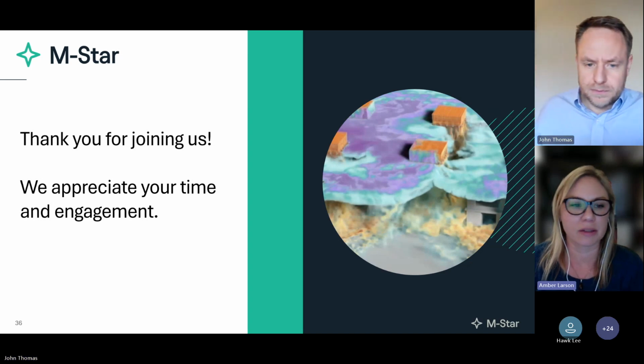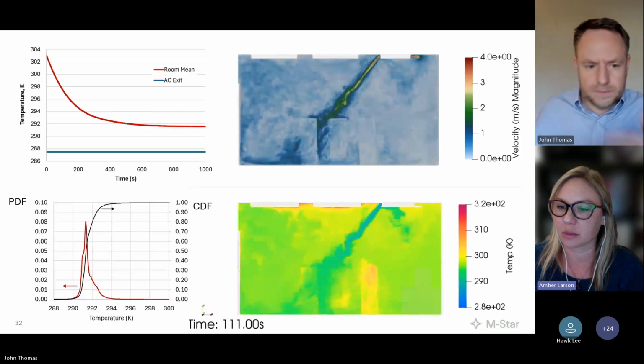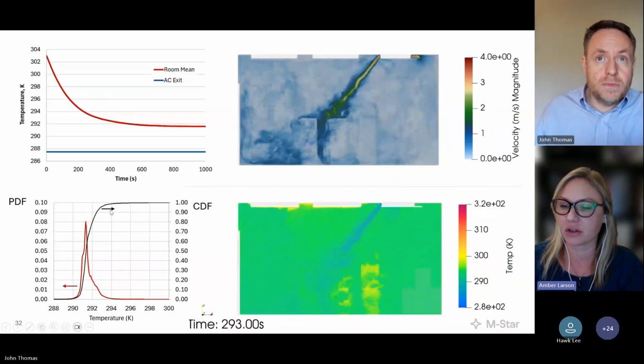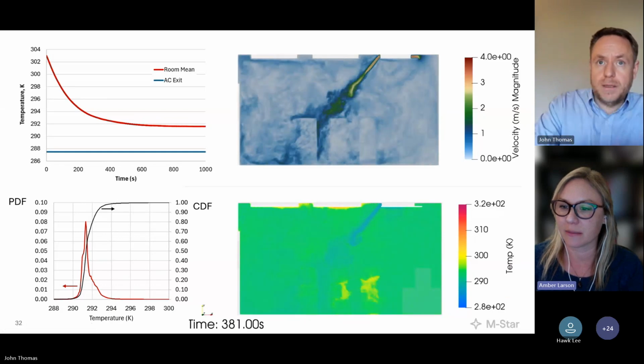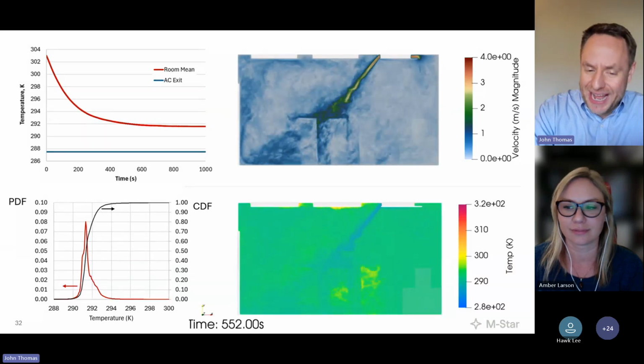Next question is about slide 32. PDF and CDF of which quantity was plotted? Are PDF and CDF directly available as output from the simulation, or does the user need to calculate them based on the simulation data? Great question. Funny you should ask.